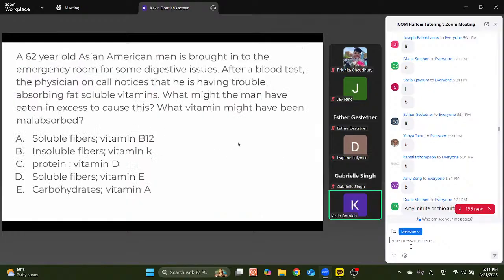I think this is the last question. Let's see. A 62-year-old Asian American man is brought into the emergency room for some digestive issues. After a blood test, the physician on call notices that he is having trouble absorbing fat-soluble vitamins. What might the man have eaten in excess to cause this? What vitamin might have been malabsorbed?